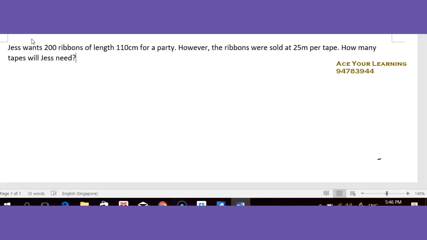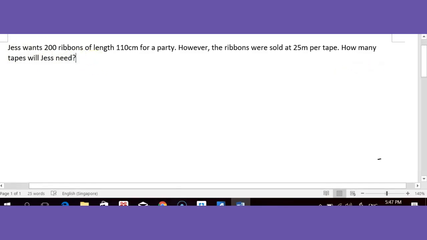Anyway, I'm going to do this question first before I show you those questions that are quite similar from primary 3, 4, and 5. Jess wants 200 ribbons of length 110 cm for a party. However, the ribbons were sold at 25 meters per tape. How many tapes will Jess need?